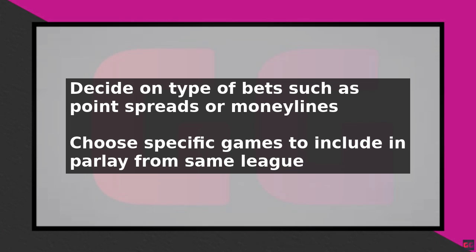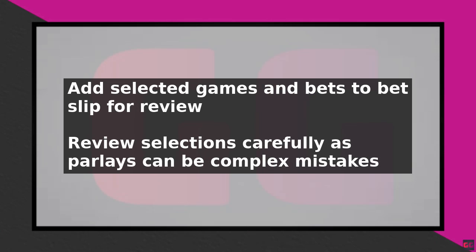To place your parlay bet, enter the amount you want to wager and confirm your selections. Keep in mind that all legs of the parlay must win in order for the bet to pay out. If any leg loses, the entire parlay loses.